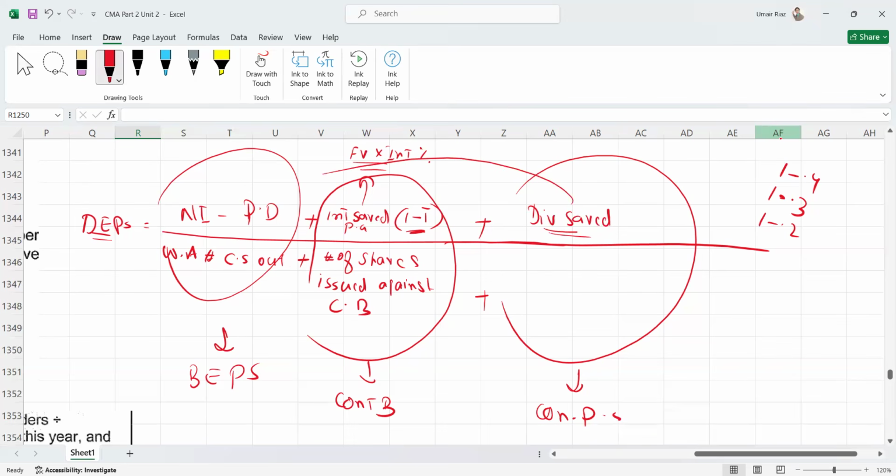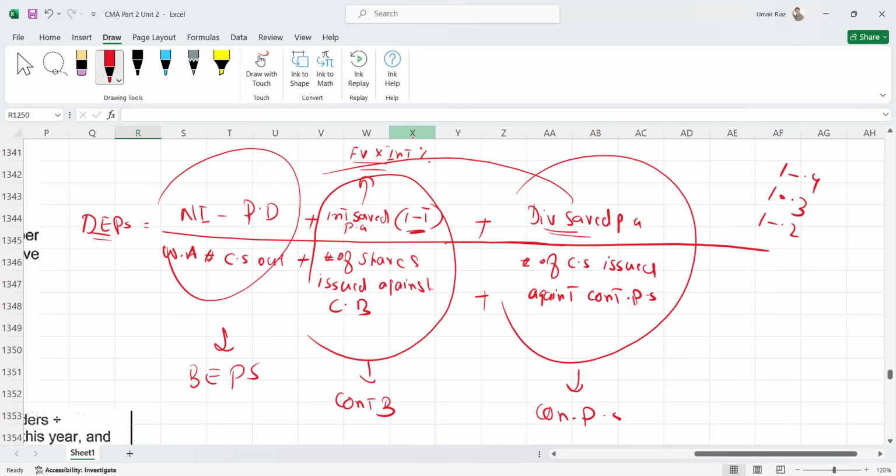Okay, dividend saved. Please don't do 1 minus T here, because dividend is not tax deductible. Just dividend saved per annum against convertible preferred stock, and we will add in the denominator the number of common shares issued or to be issued against convertible preferred stock, the number of new common shares. Okay. So numerator and denominator will be adjusted.